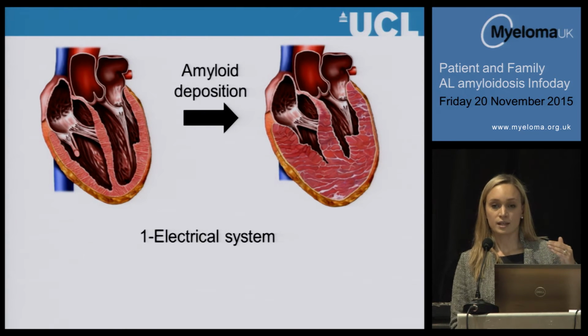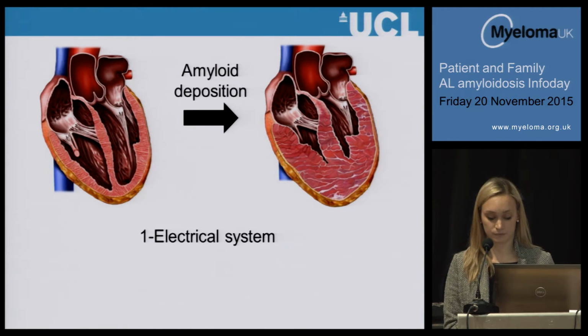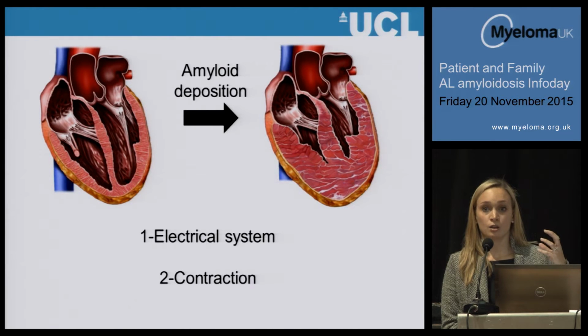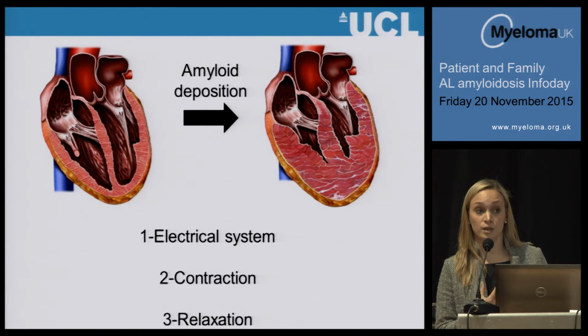Amyloid can have a disruptive role at the three fundamental steps that happen at each cardiac cycle. First of all, amyloid deposition at the level of the electrical system can cause delays in the electrical activation. Amyloid at the level of the myocytes can cause decreased contraction, so the pumping function can be decreased. But the most important function that is affected in cardiac amyloidosis is actually the relaxation. The heart becomes significantly stiff and cannot relax properly.